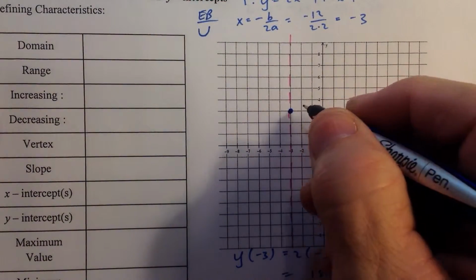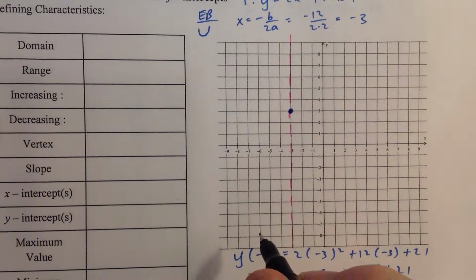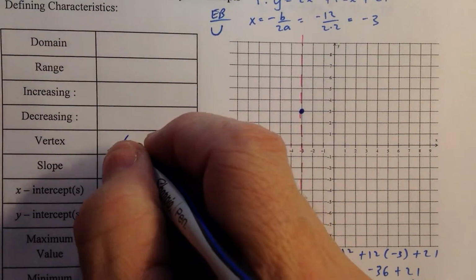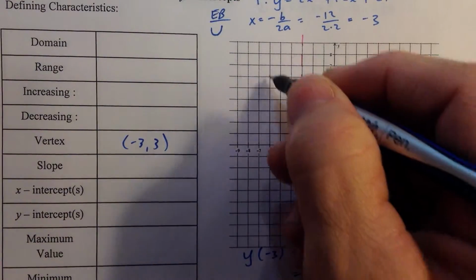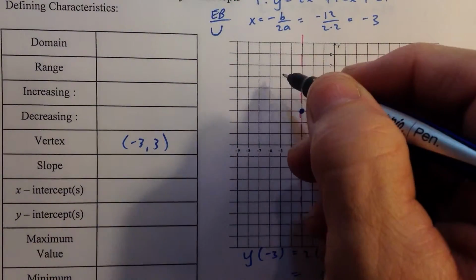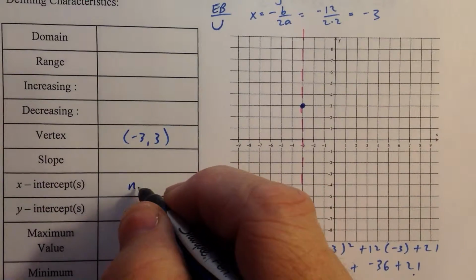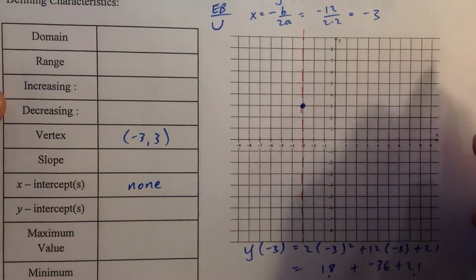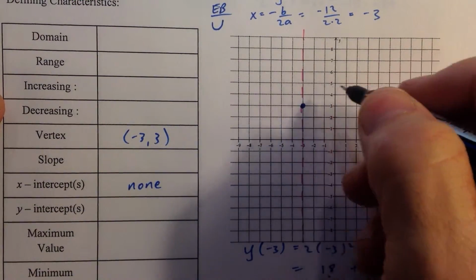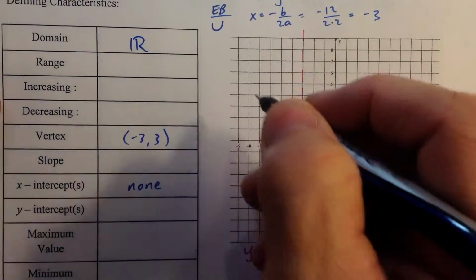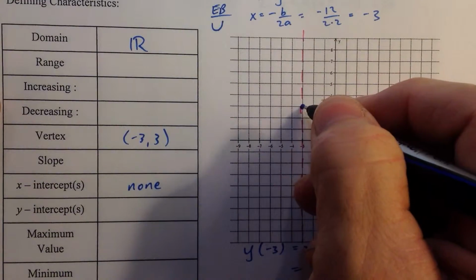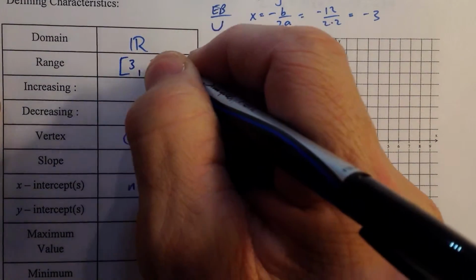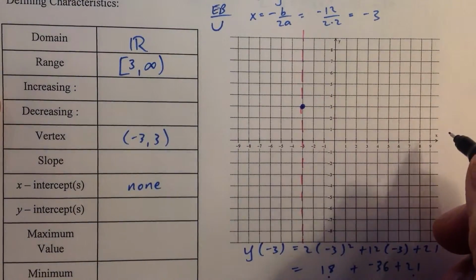And again, we know that it opens up, but we can fill in the vertex right now, negative 3, 3. Since we do know it opens up, we're not sure yet what the y-intercept is, but there will be no x-intercept, none. And the domain we know is all real numbers. We know the range would start at 3 and go to infinity, increasing.